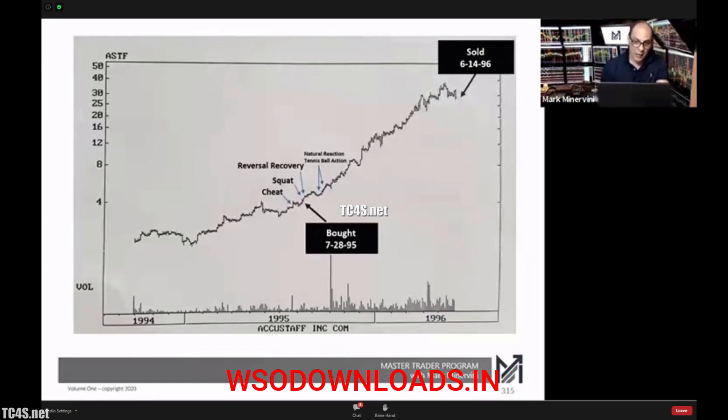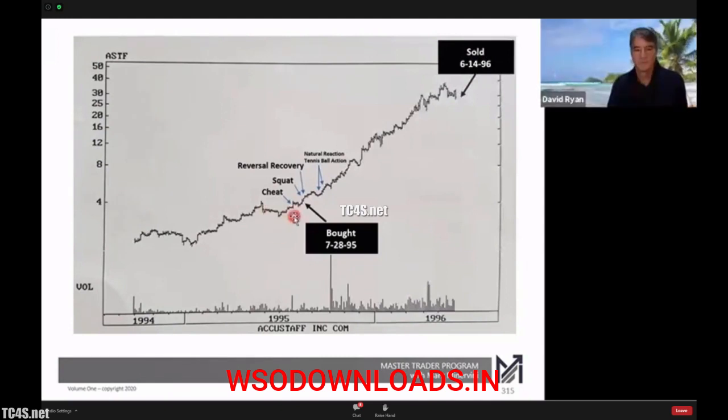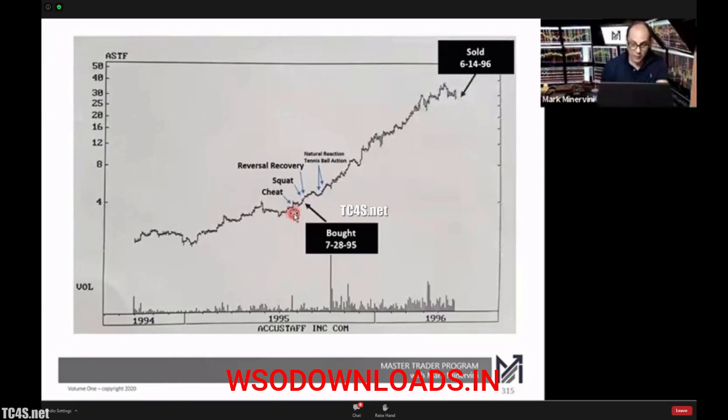But this particular stock, this was a big winner. AccuStaff, it was one of my biggest winners ever that I actually held for a big move. And it just had all the characteristics. You can see here, you got a little cheat area over here, but I actually bought it once it formed this little handle. And it came out, I know it's very small, but it did squat. The very next day it went into new high ground. You had a reversal recovery. But look at how, through the entire move, look at these pullbacks. It's just natural reaction, tennis ball action, one after the next, after the next, after the next.